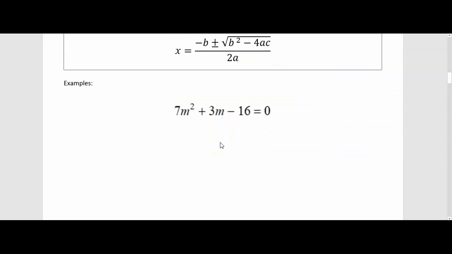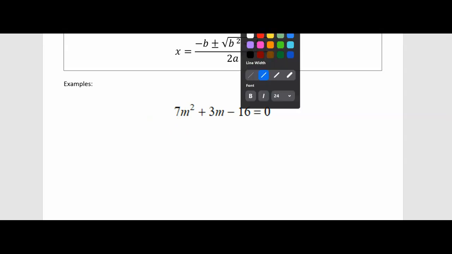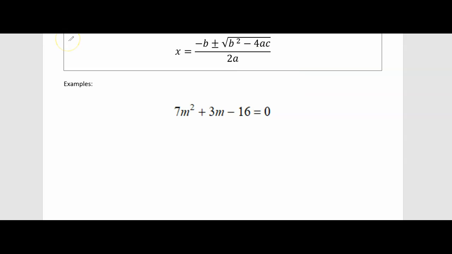Let me still leave this here, but we'll have enough space. Okay, so the first thing you may want to do, especially when you're first starting out using this formula, is label what your a, b, and c are. So here, my a is 7, my b is 3, and my c is not just 16, it includes the sign. So in this case, it's -16. So now I'm going to substitute all of those numbers into this formula, and then we're going to have to simplify.